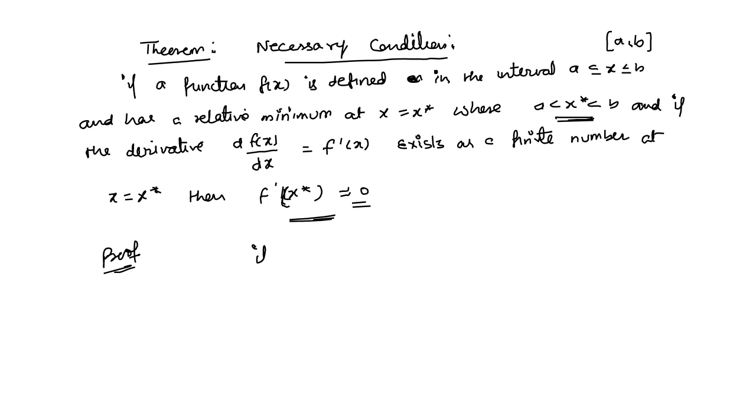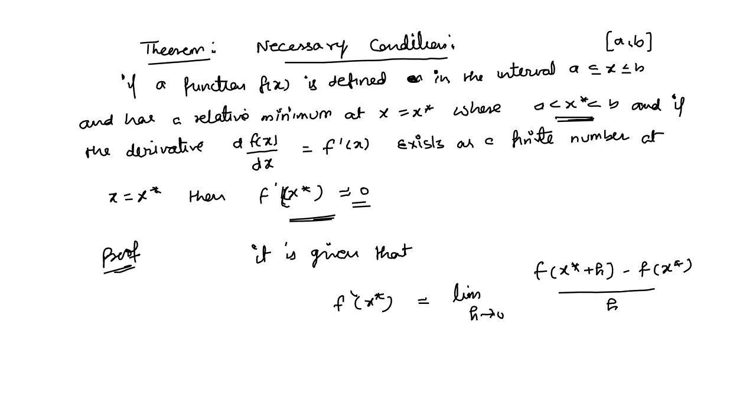So we can consider, as it is given, that f dash of x star equals the limit h tends to 0 of f(x star plus h) minus f(x star) upon h. This is equation number 1. So we consider that the derivative exists, so that means we have the definition of differentiability or derivative. That means f dash x star equals the limit h tends to 0 of f(x star plus h) minus f(x star) upon h.